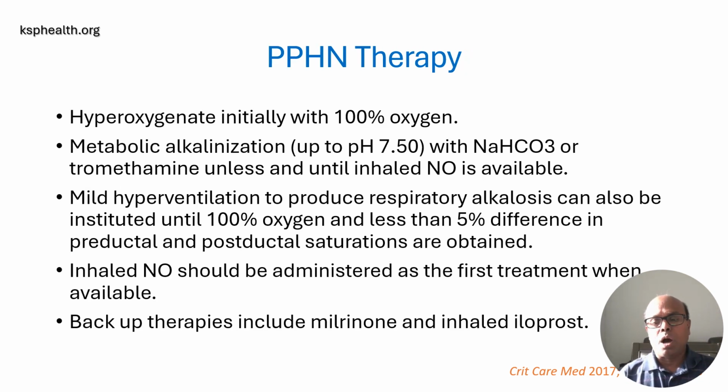Pulmonary hypertension is more common in children or neonates, so hyperoxygenate initially with 100% oxygen. Metabolic alkalinization can be done using bicarbonate and tromethamine, unless inhaled nitric oxide is available right away. Sometimes one can use mild hyperventilation by bringing down the CO2, thus alkalinization. Alkalinization causes reduction in pulmonary vascular resistance along with increased oxygenation.